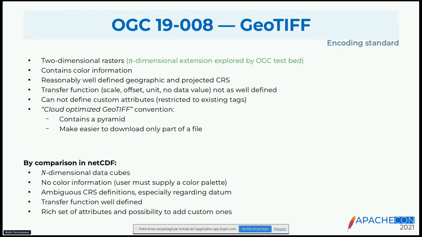It's two-dimensional. We are exploring n-dimensional extension in the testbed. This work is done mostly by Even from the GDAL project. But it's a kind of hack. GeoTIFF is not designed for n-dimensional. So again, it's possible to do n-dimensional data with GeoTIFF, but it's not designed for that. It's not as natural as netCDF.